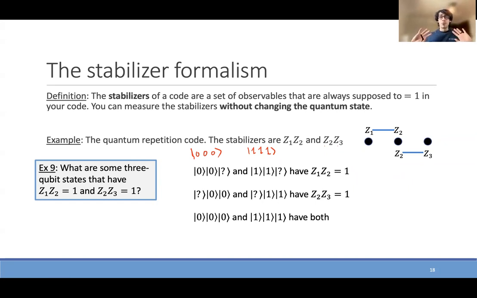So here's my proposition for a code. Let's say we had some state. In general, a state that has Z1, Z2 equal to 1 and Z2, Z3 equal to 1 is going to be a superposition of 0, 0, 0 and 1, 1, 1, because even if you're in a superposition of these two states, you'll still have those two values of the stabilizer.